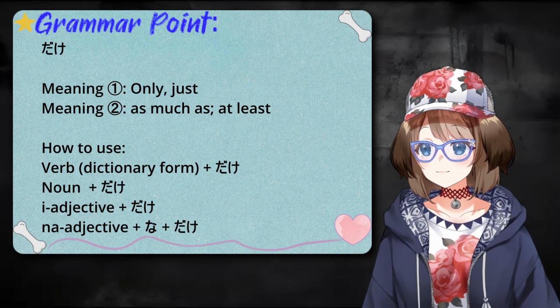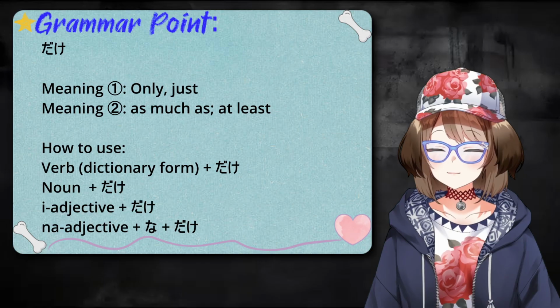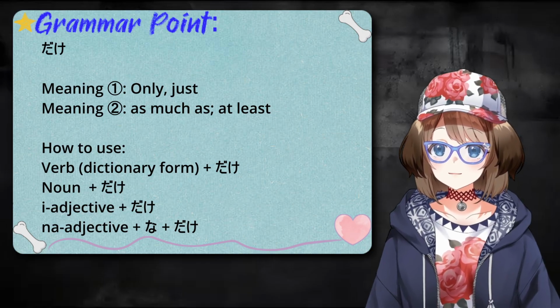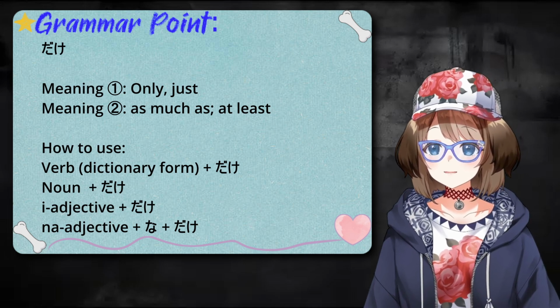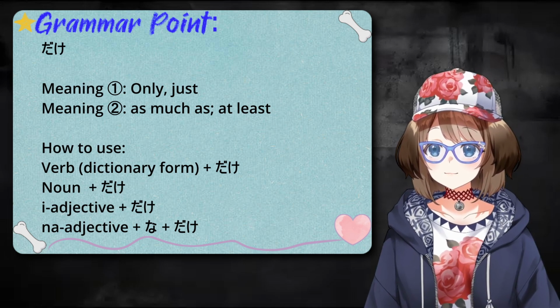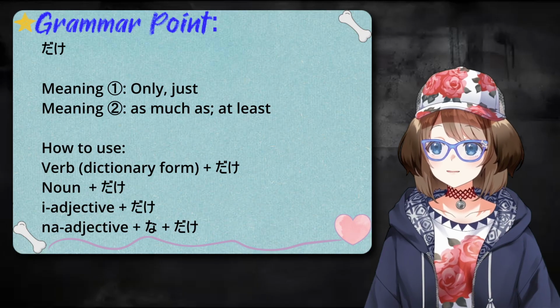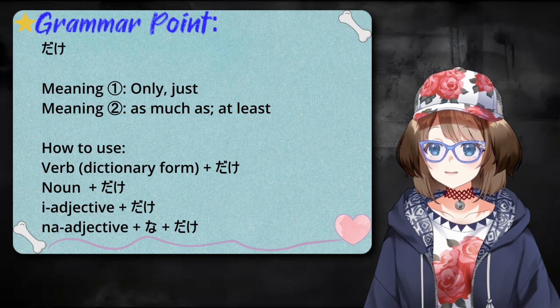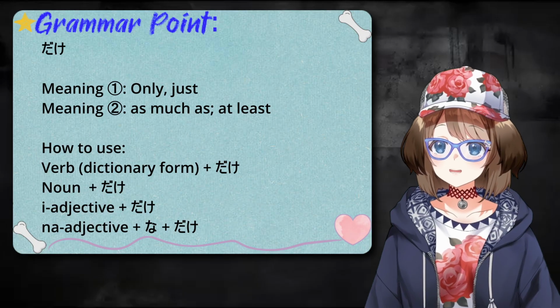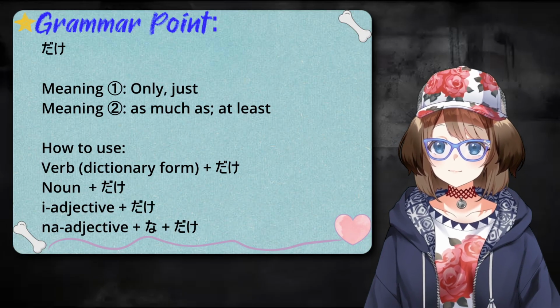It can follow a verb in the dictionary form to express that you are only doing that thing, only doing that verb. It can follow a noun to express that only that noun is relevant to the sentence. Maybe only that noun is doing that thing. It can follow an i adjective or a na adjective to express that only those adjectives are valid for the given target element.